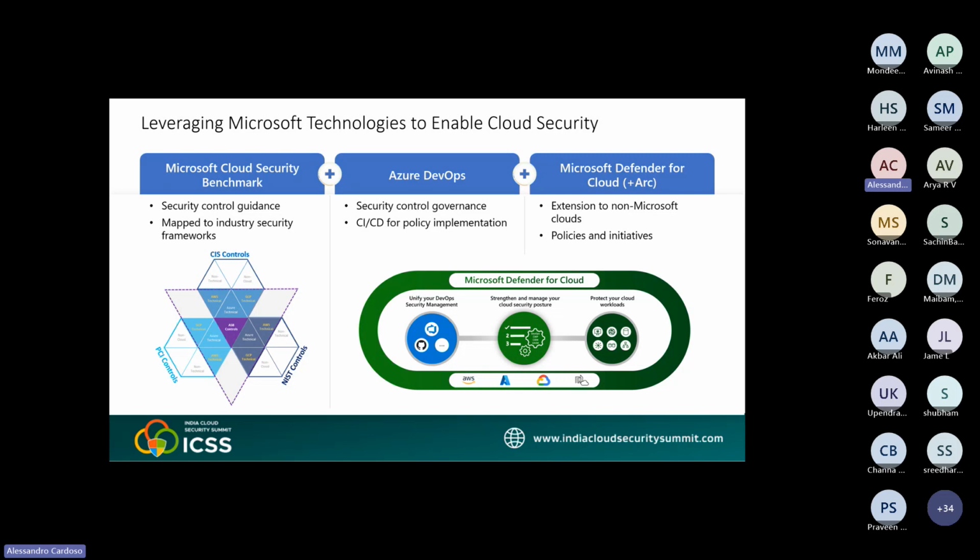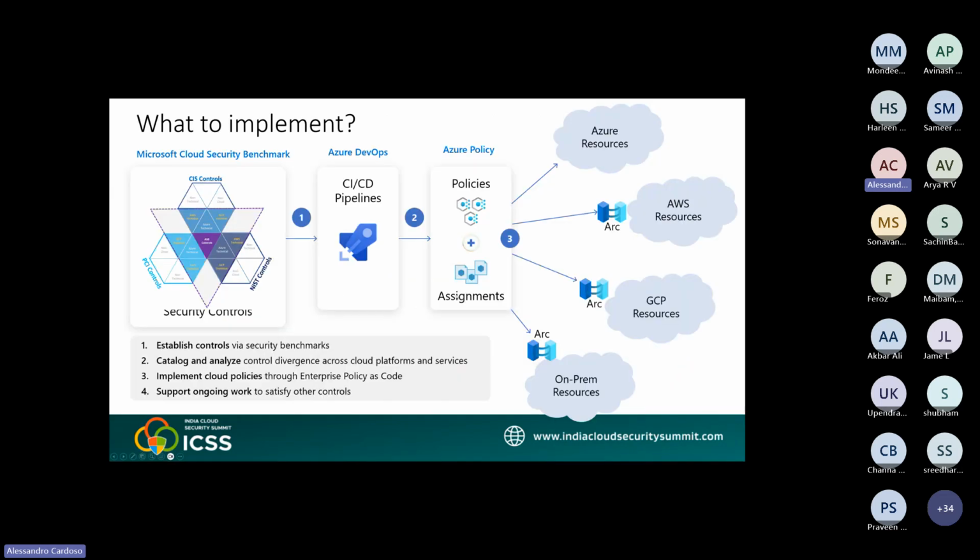Defender for Cloud is not just about seeing the policies. I don't know if Avanash shared that, but I'll go through some slides here, then I'll come back. What to implement here: again, establish your controls, catalog, analyze the different types of services that you have, and whether you have different clouds or not, implement policies, and then make sure that this is an ongoing process, right? Services change from time to time. You need to keep evaluating the policies to make sure that the policy that you developed yesterday is still valid tomorrow.